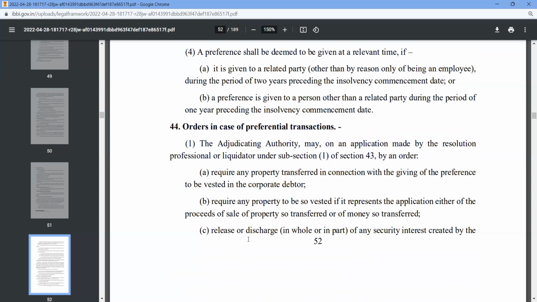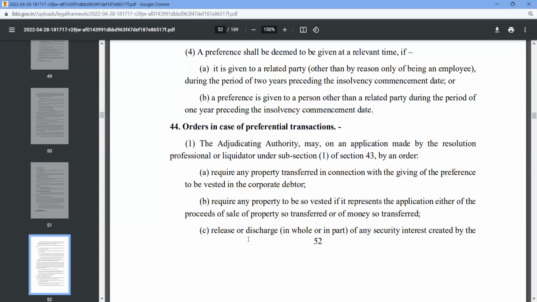Require any property to be so vested if it represents the application either of the proceeds of sale of property so transferred or of money transferred. What does it mean? It means the property was transferred and then that property was sold. Suppose under section 43, a transaction was done by the corporate debtor and he transferred some property for the benefit of the creditor. Now that creditor also sold it. So this will be covered under B.